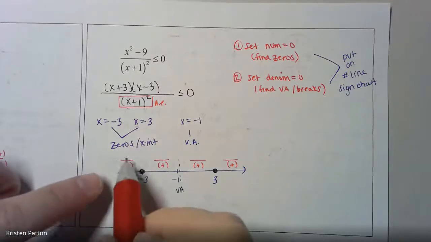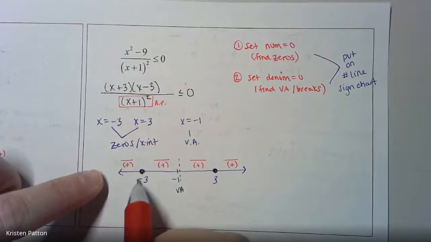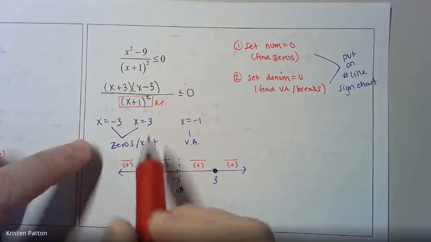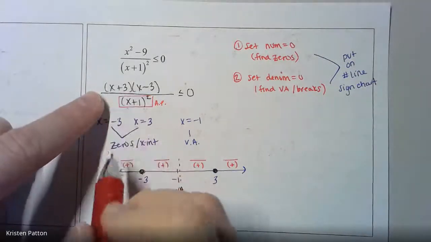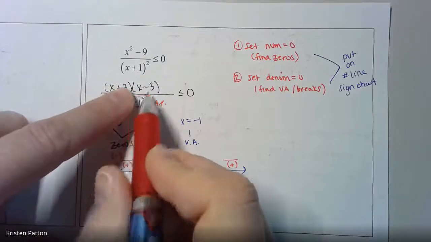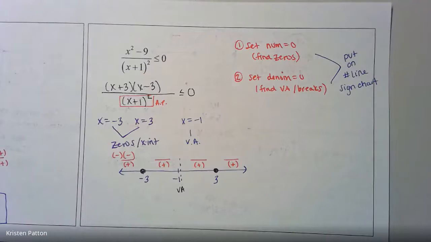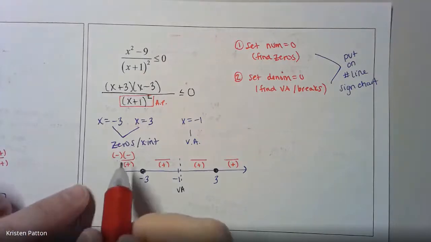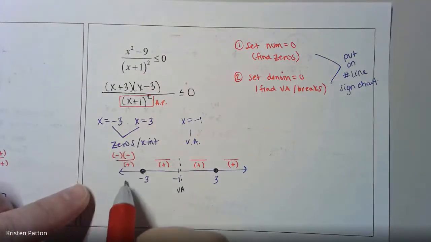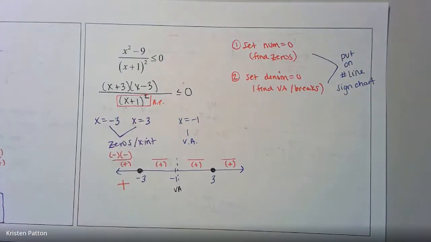All right, so let's go to the top now. I'm going to plug in something like a -4. Again, -4 plus 3 is a -1. -4 minus 3 is a -7. I don't care that they're 1s and 7s. I care that they're negative. So I've got a negative times a negative divided by a positive. So that interval is positive. And then we just keep on going.